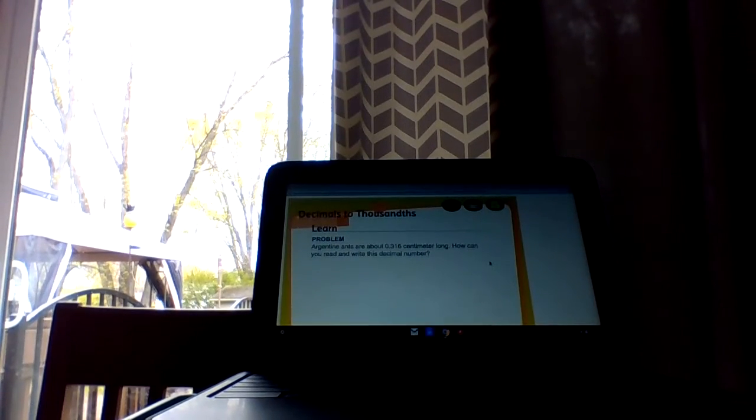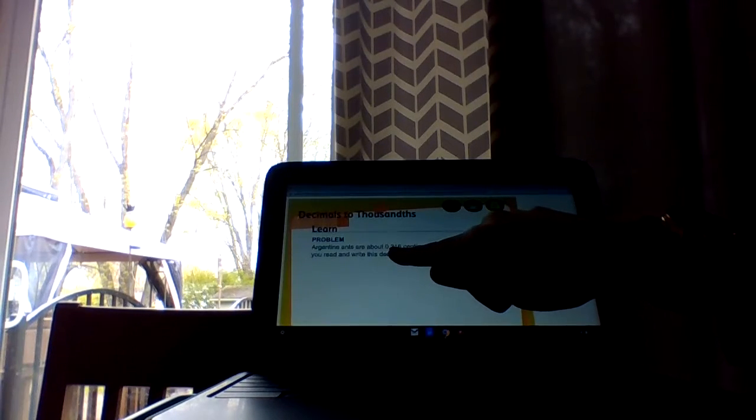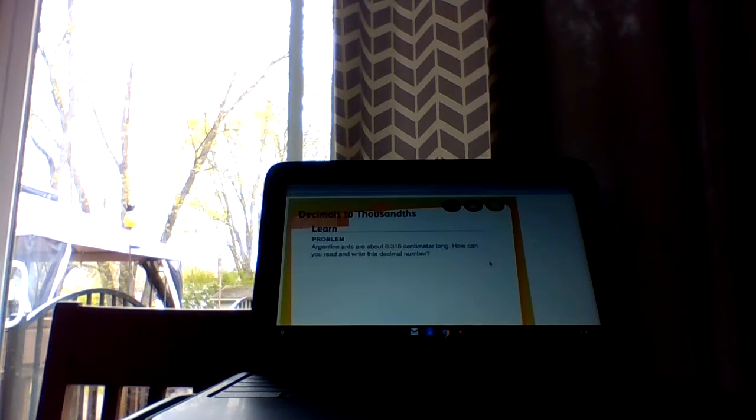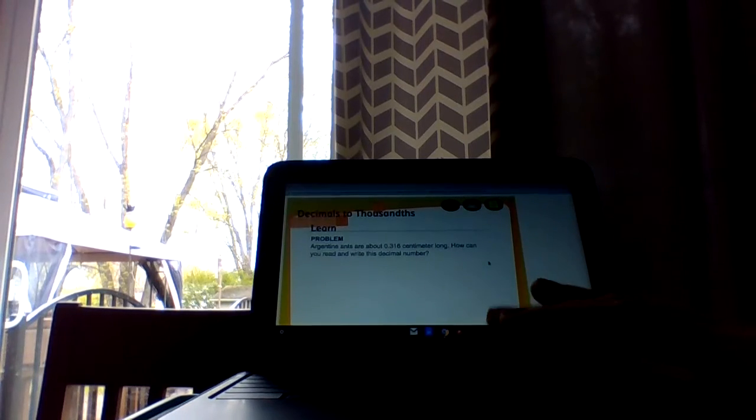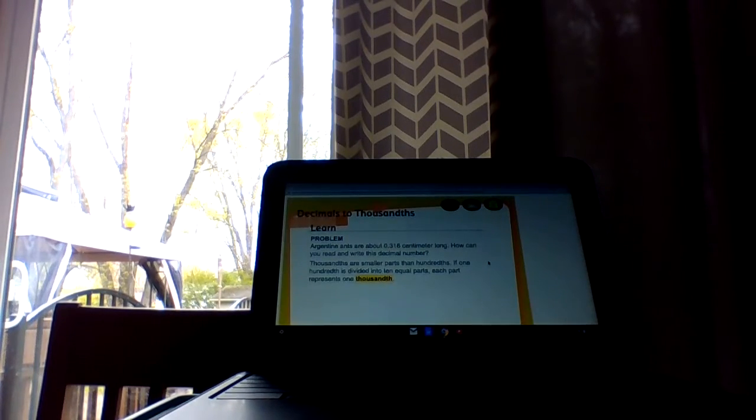Argentine ants are about, well, we're not going to say 0.316. We're going to read this correctly. So we say 316 thousandths centimeter long. How can you read and write this decimal number? Well, let's check it out.